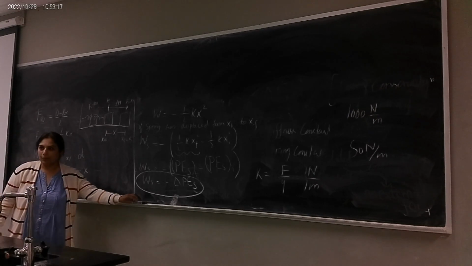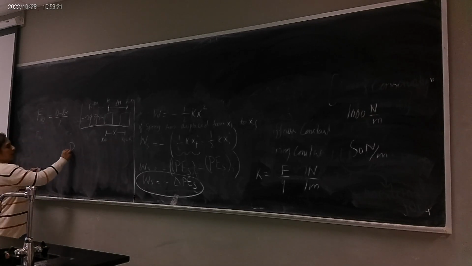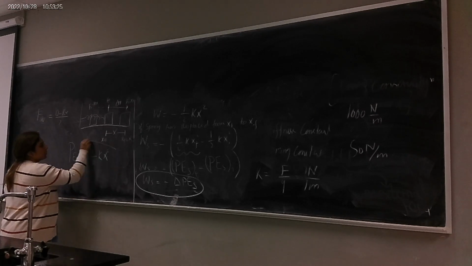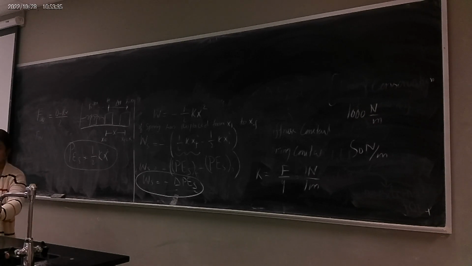One last line, and we'll leave it with that line. Potential energy due to spring is equal to half kx square. We will start from this point in the next lecture. Okay, we will move on.